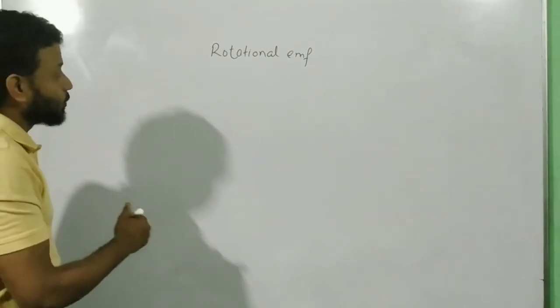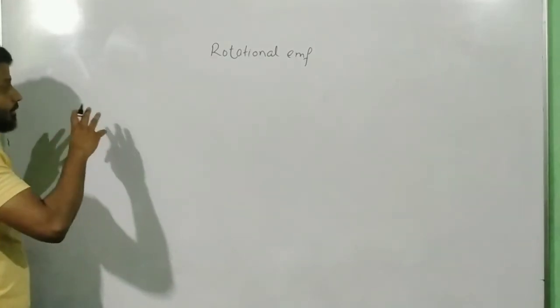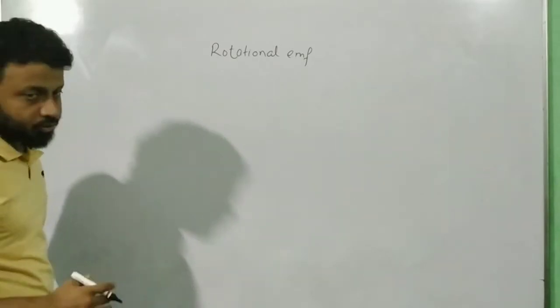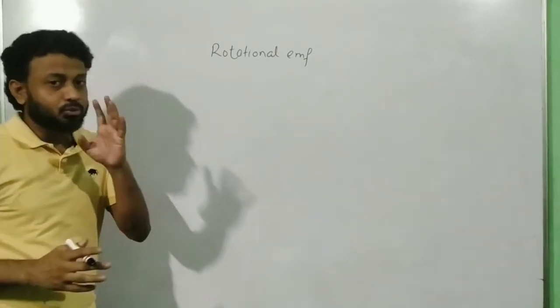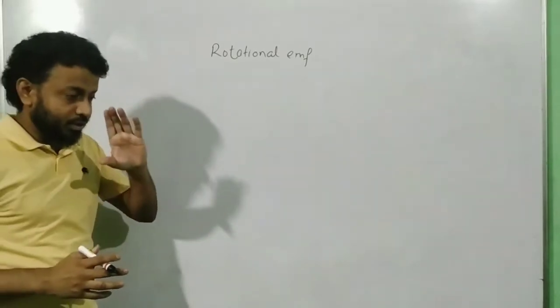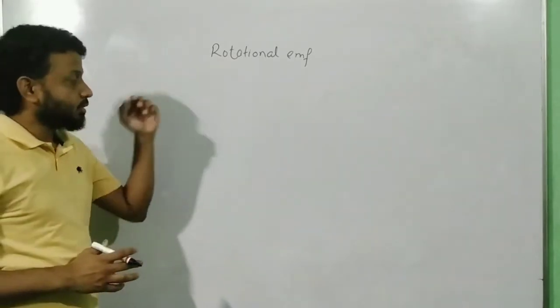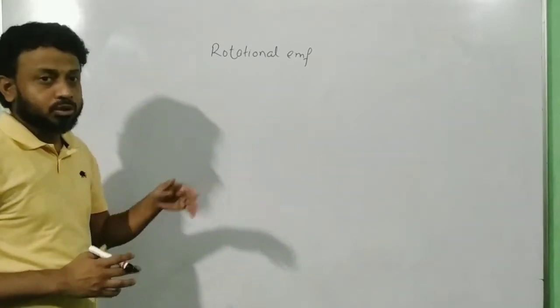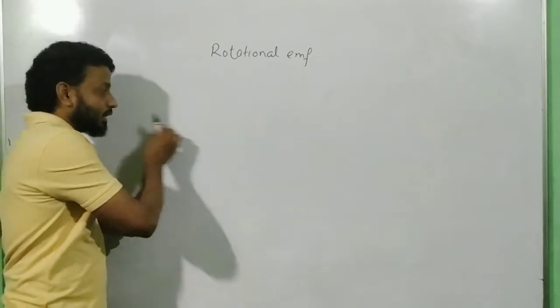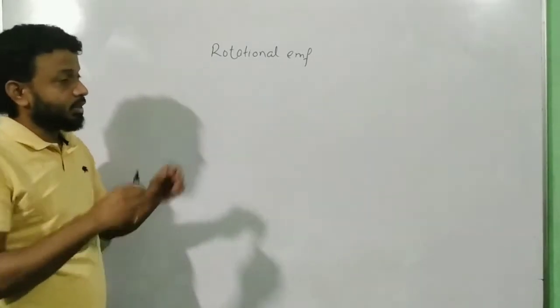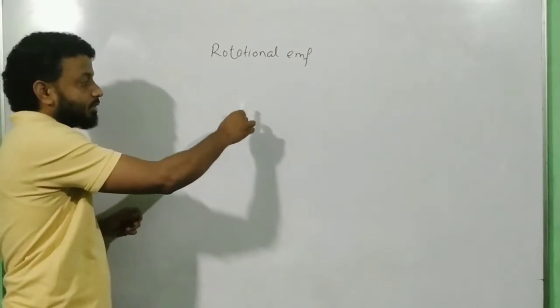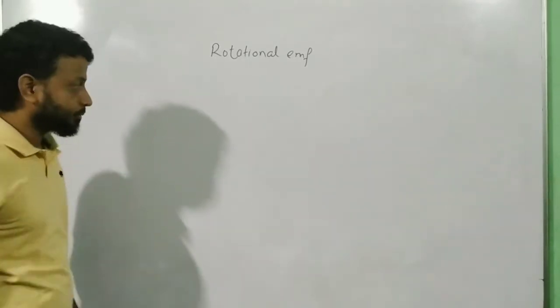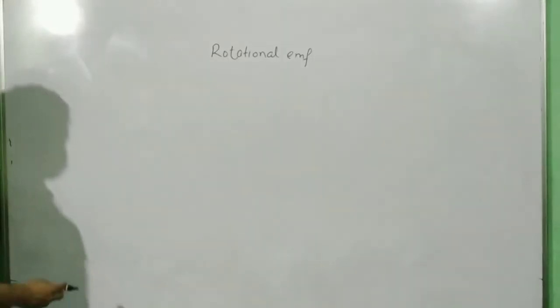Now, what exactly is rotational EMF? Rotational EMF is similar to motional EMF. The only difference is that in motional EMF, the body was having a linear motion. In rotational motion, the same rod or body will have a rotational motion. In that, the rod was cutting through the magnetic field. Here, the rod will again cut through the magnetic field, but in rotational motion. So let's try to find out.